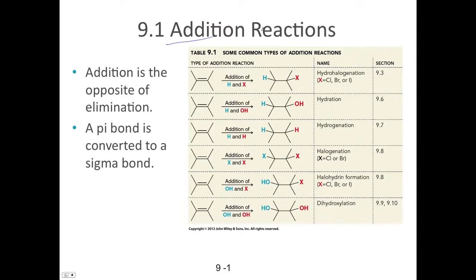All right, addition reactions. This is huge. Now we're just getting into the meat of this thing. Okay, addition is the opposite of elimination. Notice if you want to do elimination, you are generating a series of alkenes. But let's just say we want to add stuff to these alkenes. That's called addition reactions. Those are addition reactions right here.